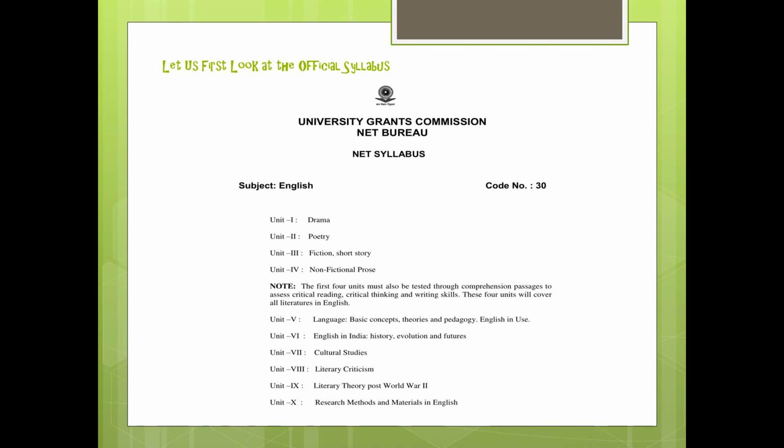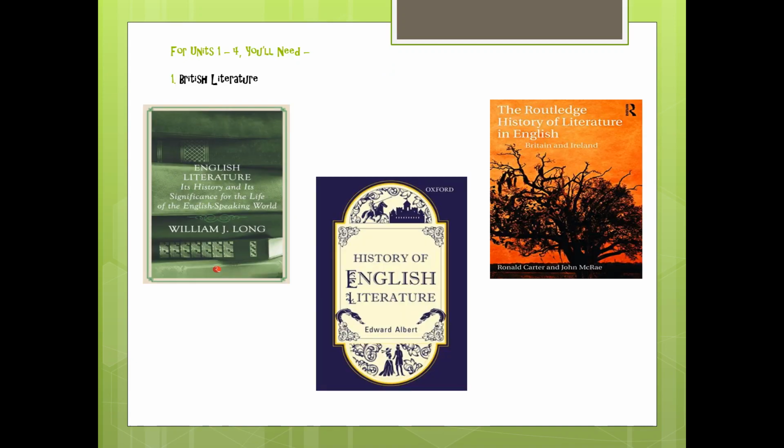Now, first of all, we will discuss the books that are necessary for understanding the first 4 units of English literature. As you know, and as we have already said, these 4 units actually encompass the entire gamut of literature. So we have a wide range of books that we need to read in order to understand that. For your convenience, we have divided the list of books into 5 categories or 5 sections.